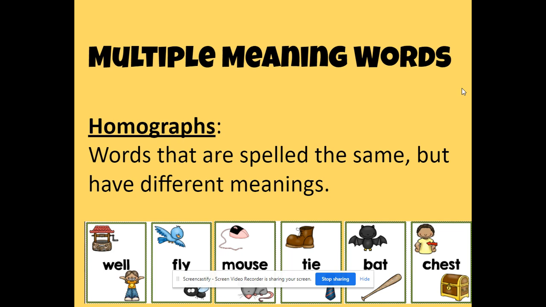So homographs, graph means written. Like if you saw someone famous, you would ask them for their autograph. That would mean that they would be writing it out, that they would be signing. So they would be using writing. So graph means how something is written. So it is written the same, but the meanings are going to be different.